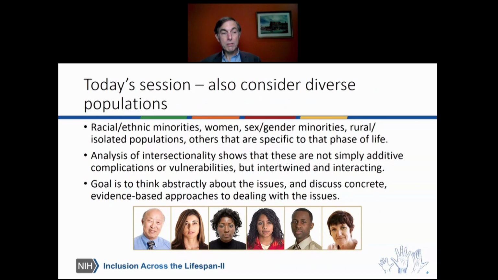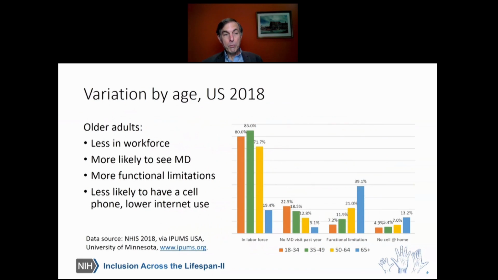So the goal of this session, this brief webinar pre-session, is to think abstractly about the issues and then to discuss some evidence-based approaches on September 2nd to dealing with those issues. So briefly, I just want to remind you why the characteristics of older adults are a little bit different and how that might influence recruitment and retention.